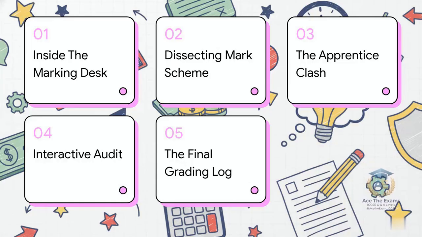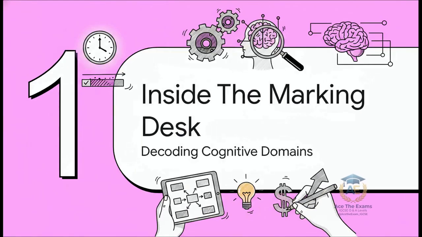Here's our marking checklist for today's session. We'll start inside the marking desk, then dissect the mark scheme, move on to a live peer clash between two student archetypes, do an interactive marking audit where you take the pen, and wrap up with the final grading log. Let's jump in. Section 1.